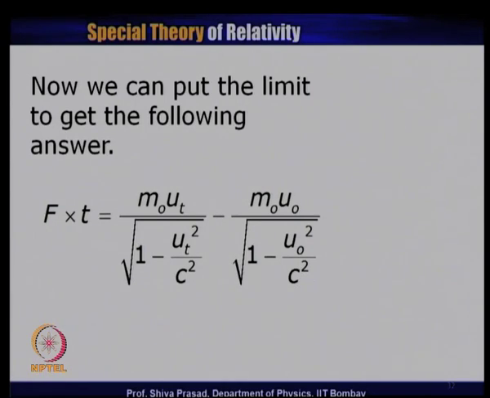So this is what I will find. Of course, this equation is not in a simple form to express it in ut, that we can do later, but this definitely gives that if force is applied for time t, it gives a relationship between ut and u naught. Before I try to derive this particular relationship, which probably we will do in a later lecture, let us look at this equation and try to see the implication of it.